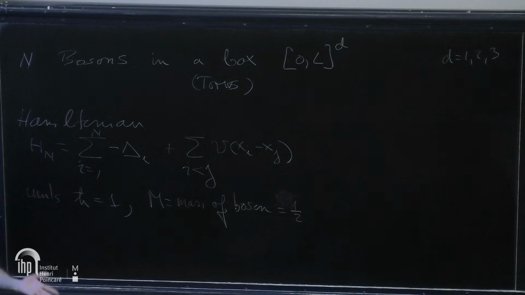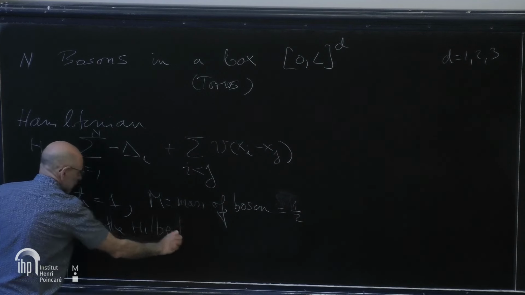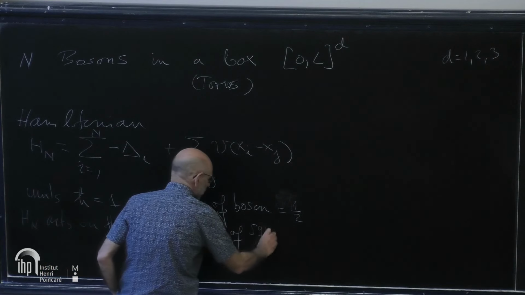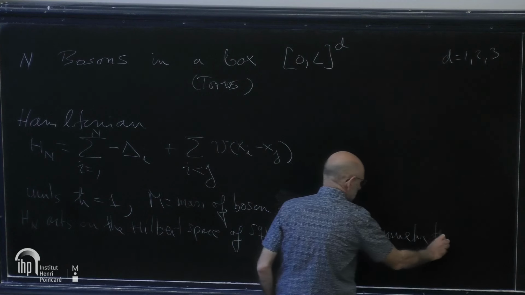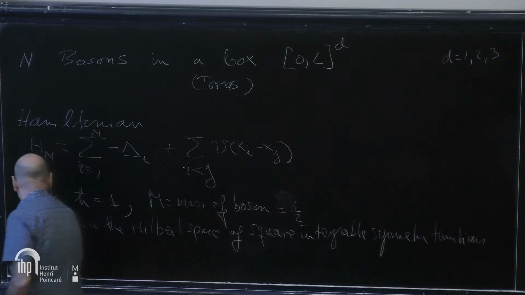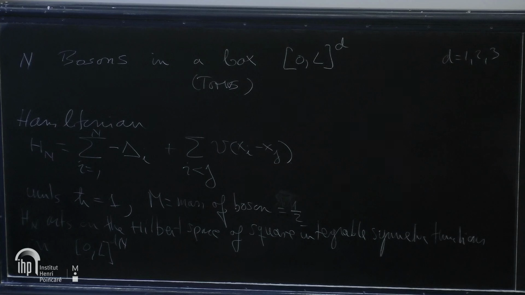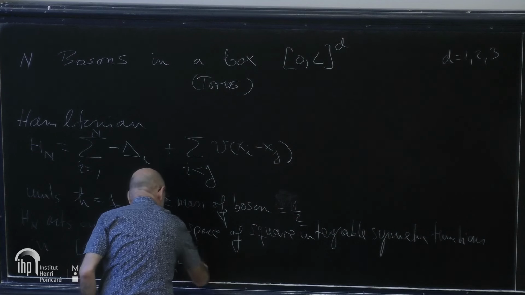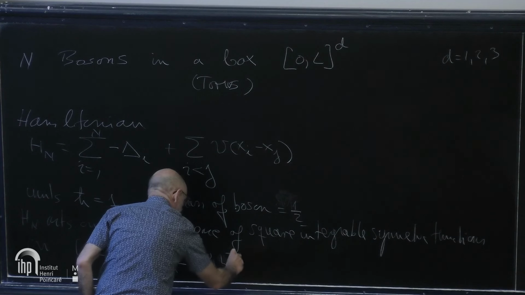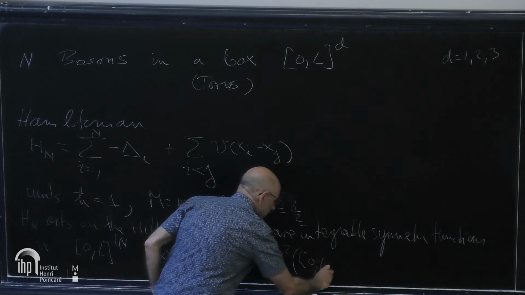So this Hamiltonian acts on the symmetric subspace of the N particles, so it acts on the Hilbert space of square integrable symmetric functions on the box. When I say symmetric, it's of course in the permutation of the variables. So we would write it as the symmetric tensor product of L²(0, L)^d, which is a subspace of the square integrable functions.